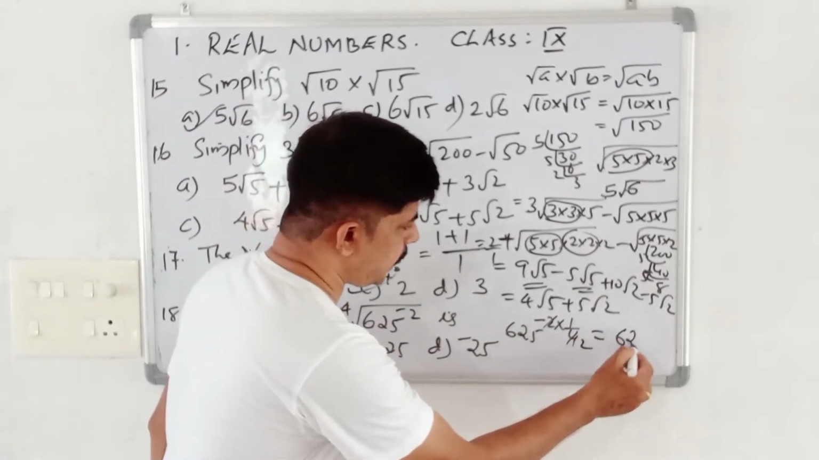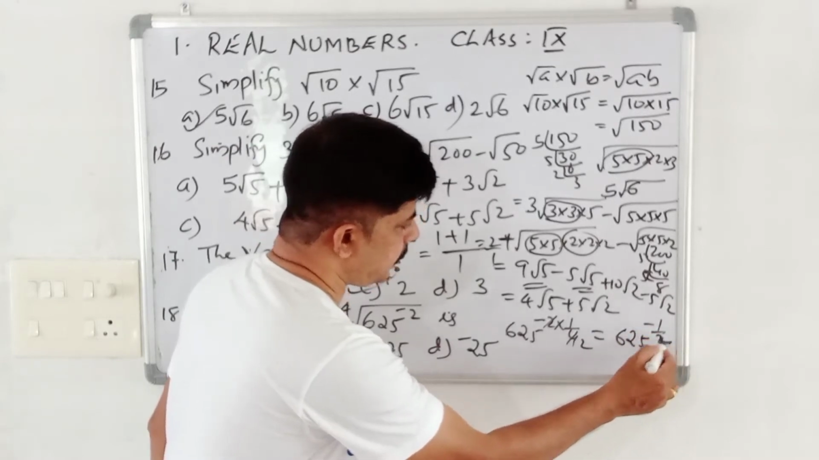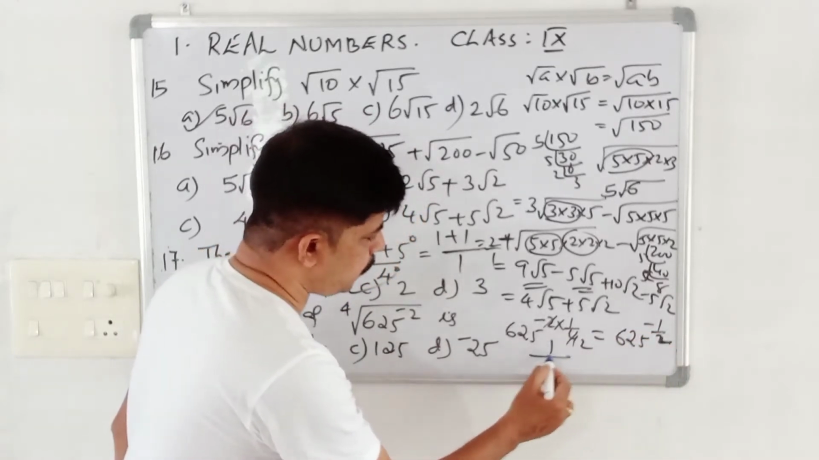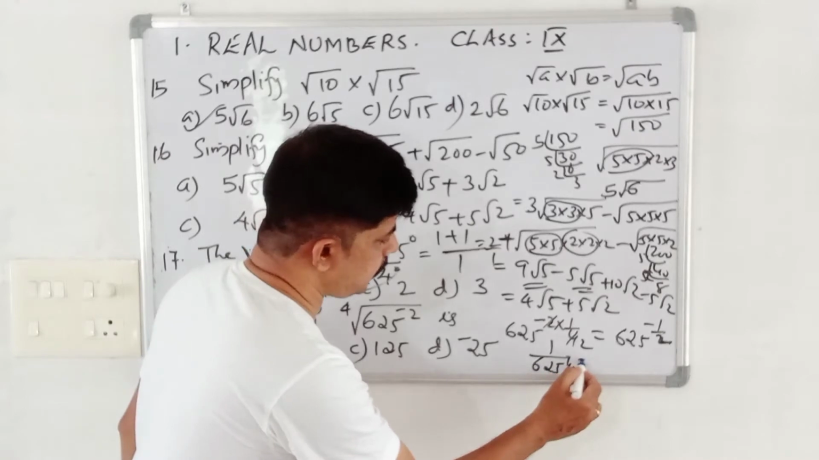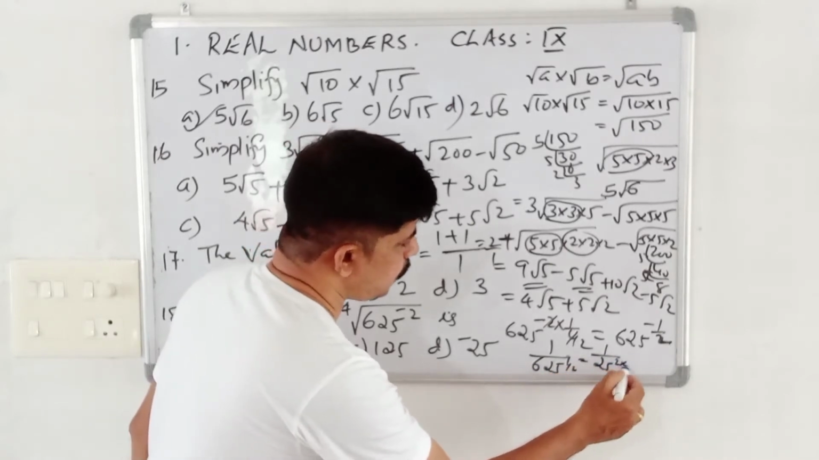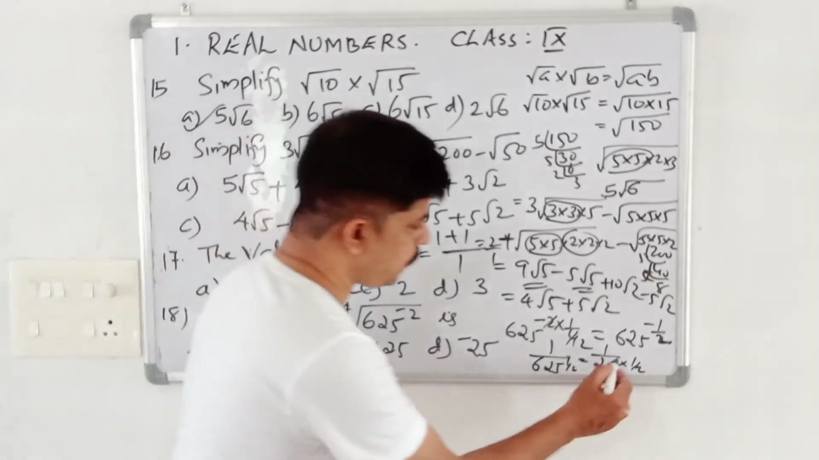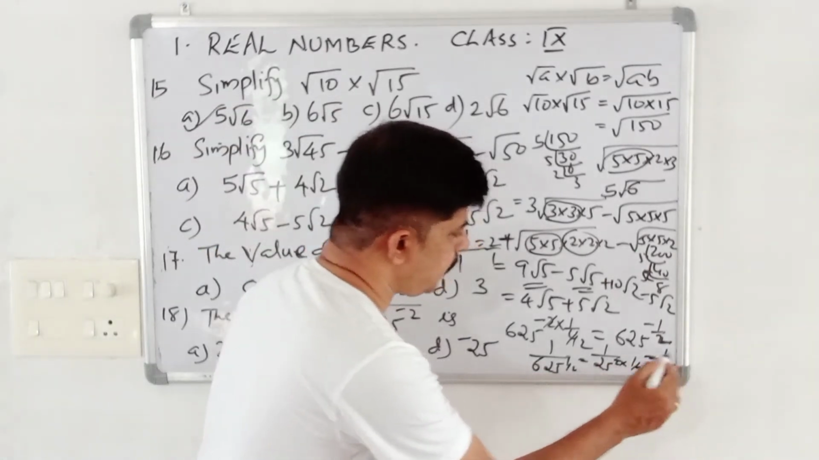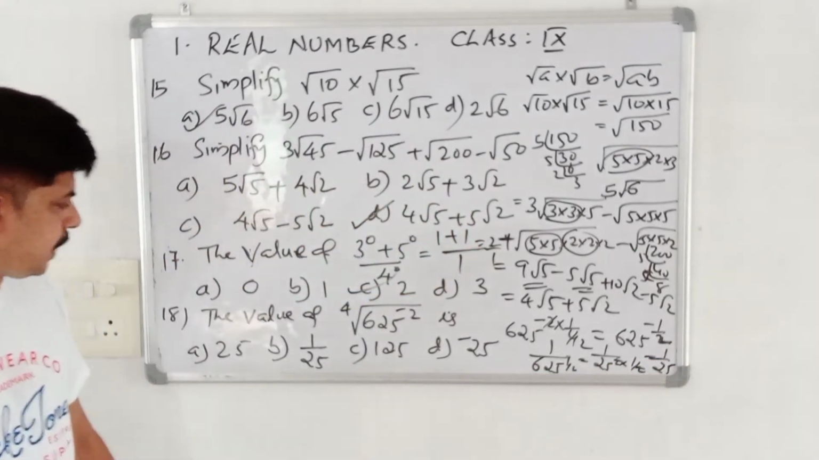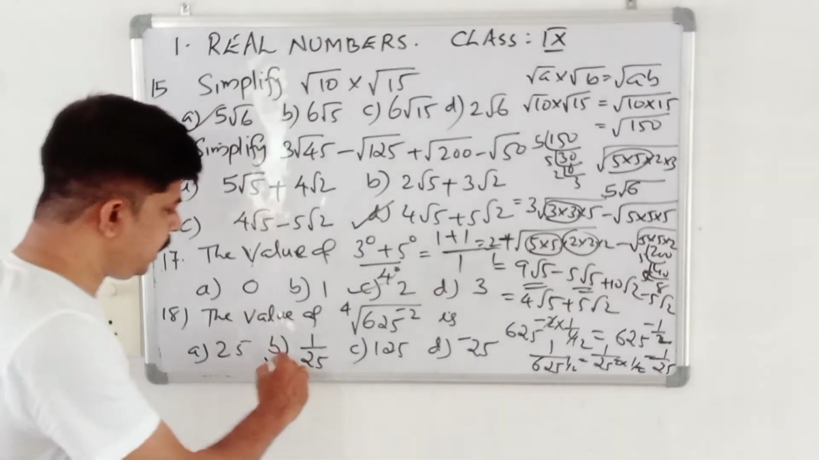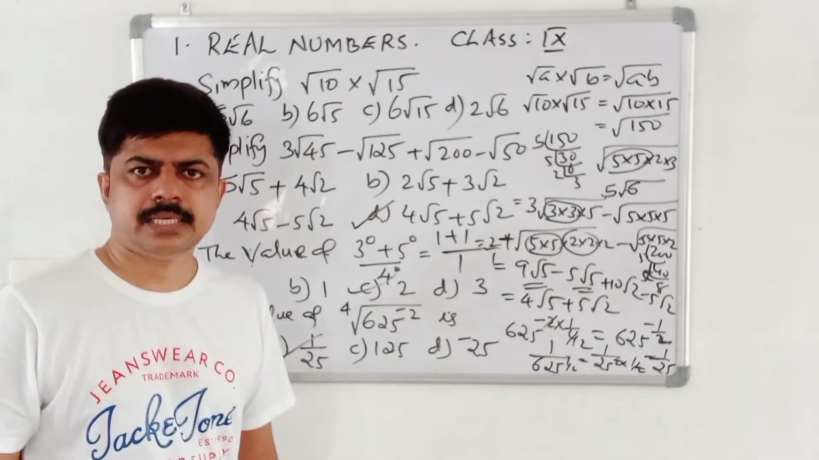625 raised to negative 1 by 2. When the negative comes, it goes down and becomes positive. 625 raised to 1 by 2. 1 by 25 square, 625 is 25 square. Therefore the answer is 1 by 25. So where is the answer? We have option B. 1 by 25 is the right answer.